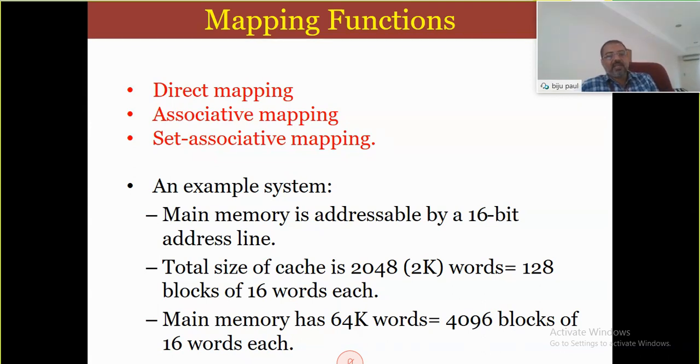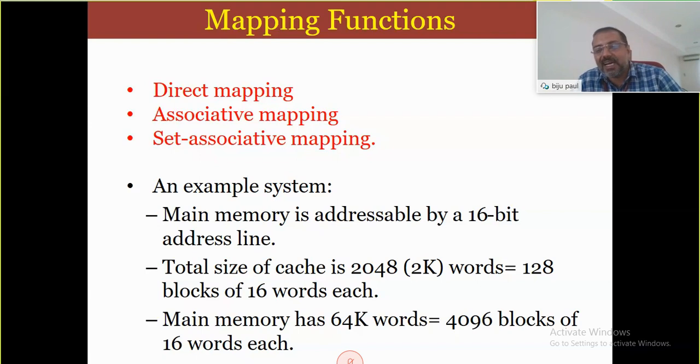Here, in this example, my address bus is of 16-bit. You have a pen and paper, you write 16-bit. How many locations can it address using 16-bit? You write it down. And my cache memory size is 2048 words. Main memory is 4096.